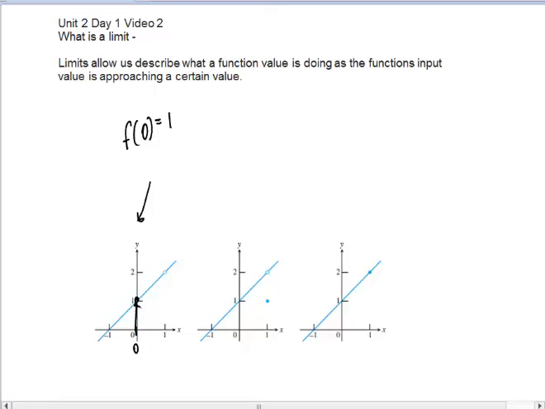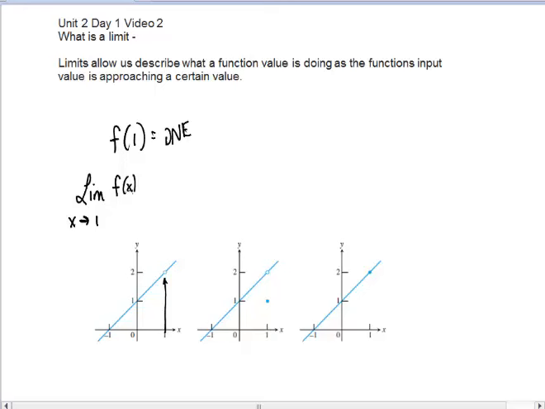A limit may sound similar, but it is very different. If I asked you the same question, what is the function value at 1? If you looked at this graph and you went to 1, you would have to say that it does not exist. But a limit allows you to discuss, if I say lim, the abbreviation, as x approaches 1, what is f of x going to equal?